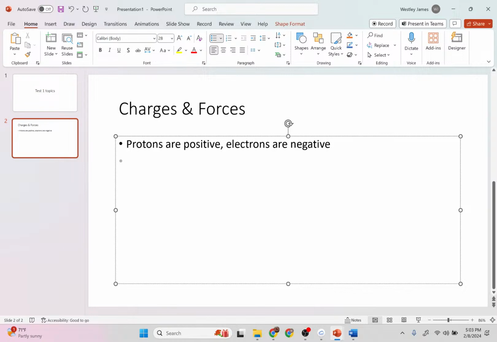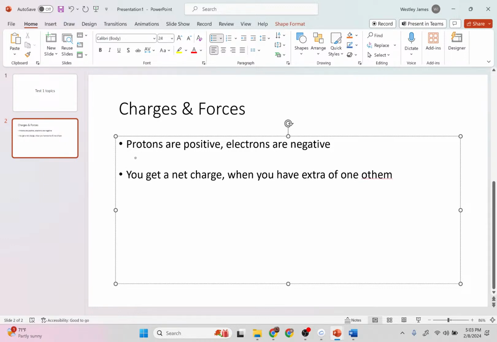Protons are positive. Electrons are negative. Everything is made of these things. You get a net charge when you have extra of one of them. If every object is made of protons and electrons, you only get a net charge if you have extra. If I have 10 protons and 10 electrons, net charge is 0. You only get a net positive or net negative when you have different amounts.